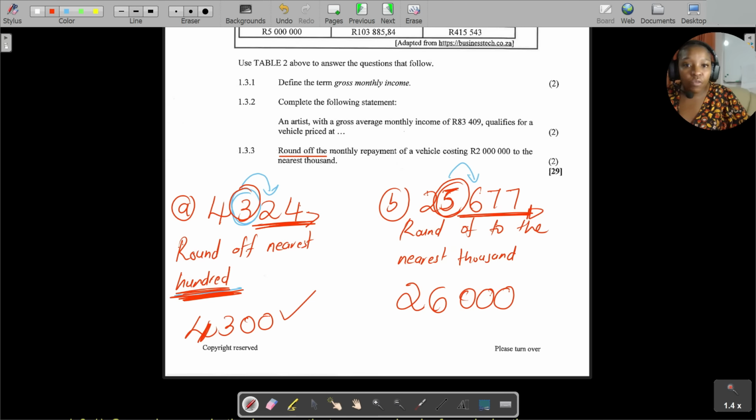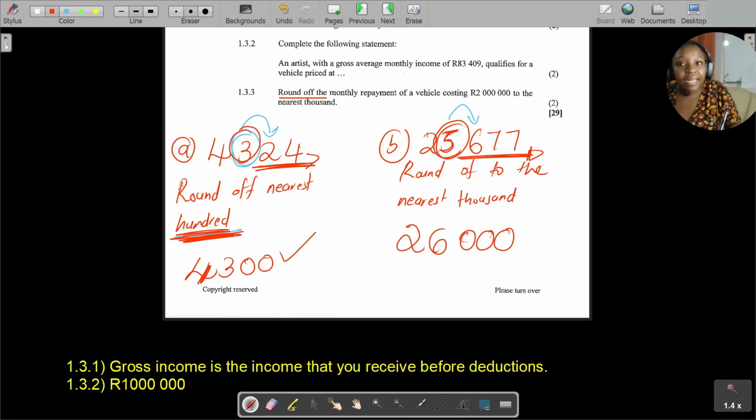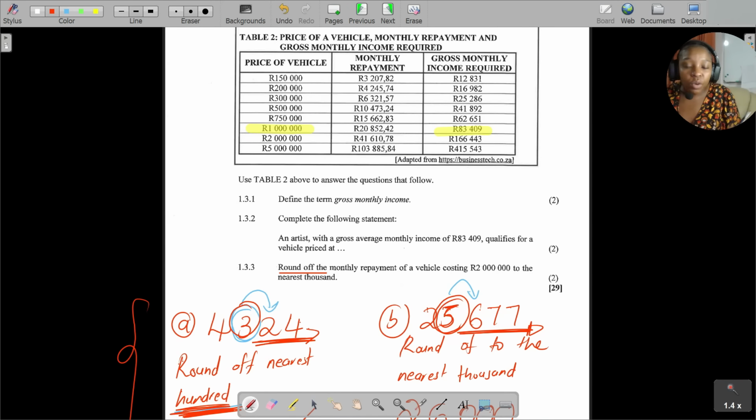So now let's round off then. Using what I've just explained here, let's apply that in question 1.3.3. How will we round off the monthly repayment of a vehicle costing 2 million to the nearest thousand? So we're going to go to a vehicle that costs 2 million.